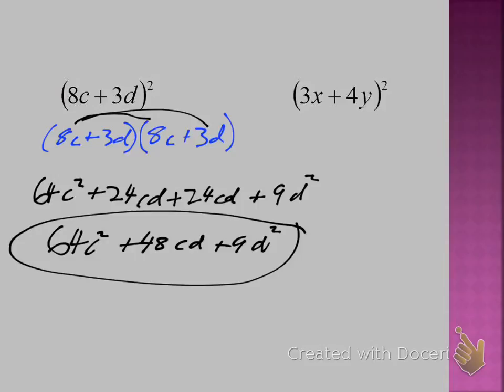Second one, same way: 3x plus 4y times 3x plus 4y. 9x squared plus 12xy plus 12xy. I'm going to run out of room, so I'm going sideways. Plus 16y squared.